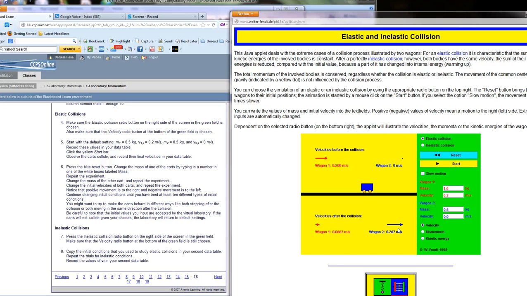So you're going to do this experiment 10 times, and then you're going to go through and calculate the momentum for cart 1 before the collision, cart 2 before the collision, and then both of them after the collision. And your momentum is just your mass times your velocity.